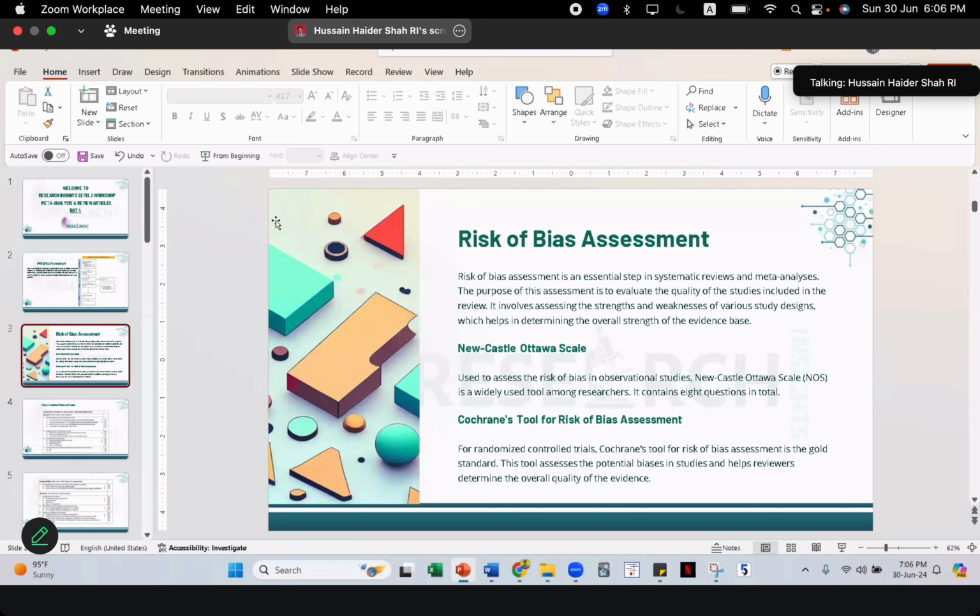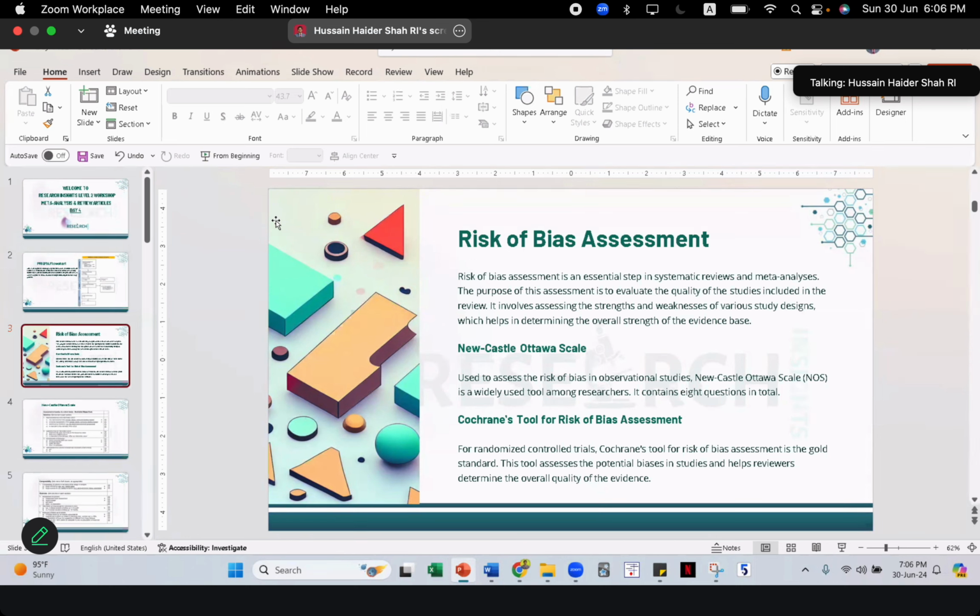Now, in the beginning, we told you that there are two types of articles which we include in our meta-analysis or systematic reviews. One is the randomized controlled trials. The other are original articles, cohort studies, which also go by the name of non-randomized trials. There is a proper scale for both of these types of articles to assess the quality of the articles which we are including in our meta-analysis.